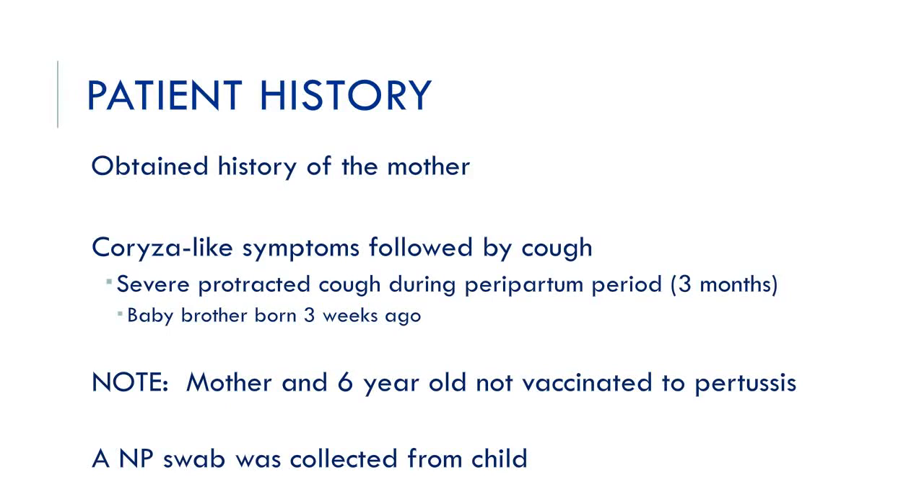We did obtain some patient history from the mother. The mother herself had undergone some coryza-like symptoms or head cold type of symptoms, followed by a cough. And the mother did say that her cough was pretty severe and lasted for a long time. She had it for about 3 months, a couple of months before and about a month after she had her second child. So our patient actually had a baby brother born about 3 weeks previous to this patient becoming ill. It should be of note that it was also found that the mother and the 6-year-old had not been vaccinated to pertussis. At that point, an NP swab was collected from the child.